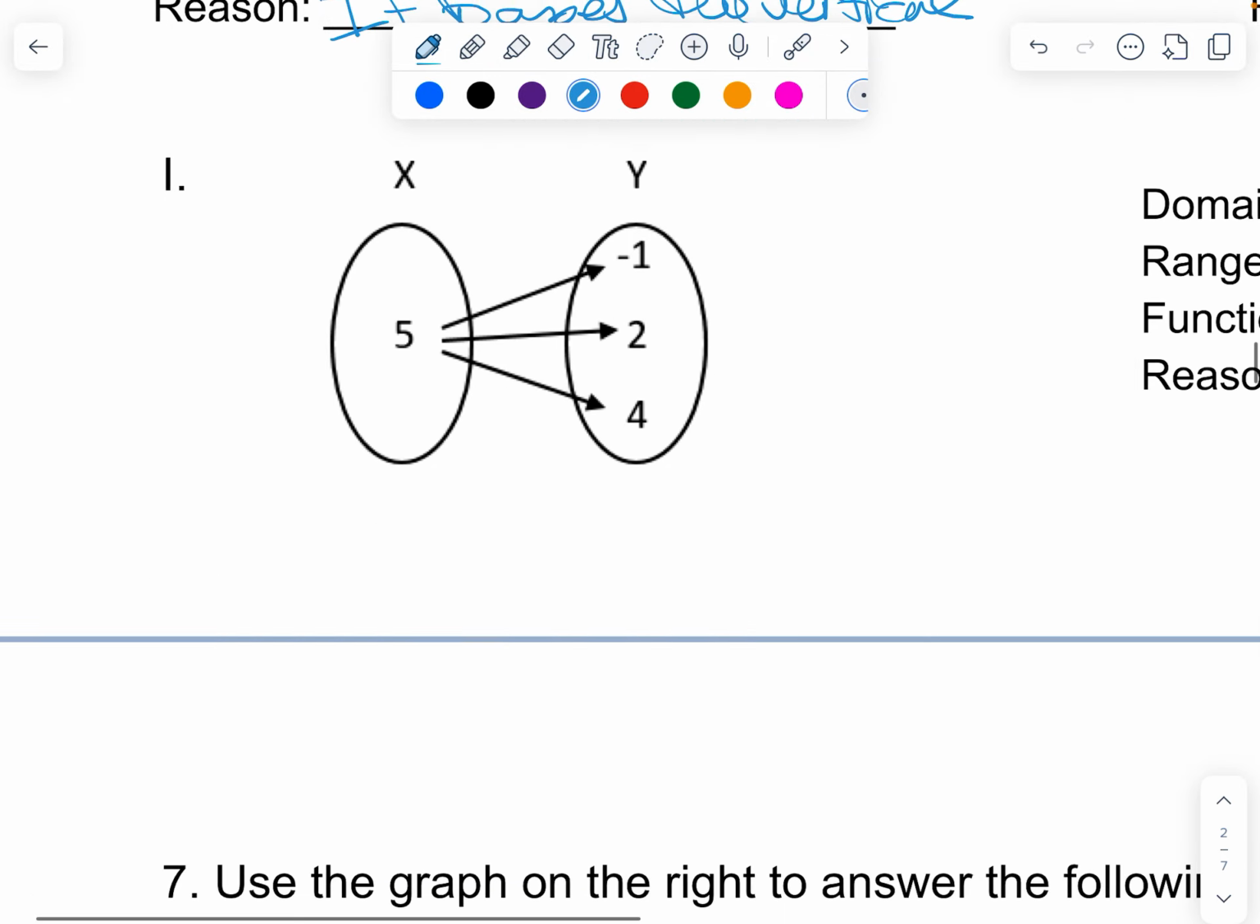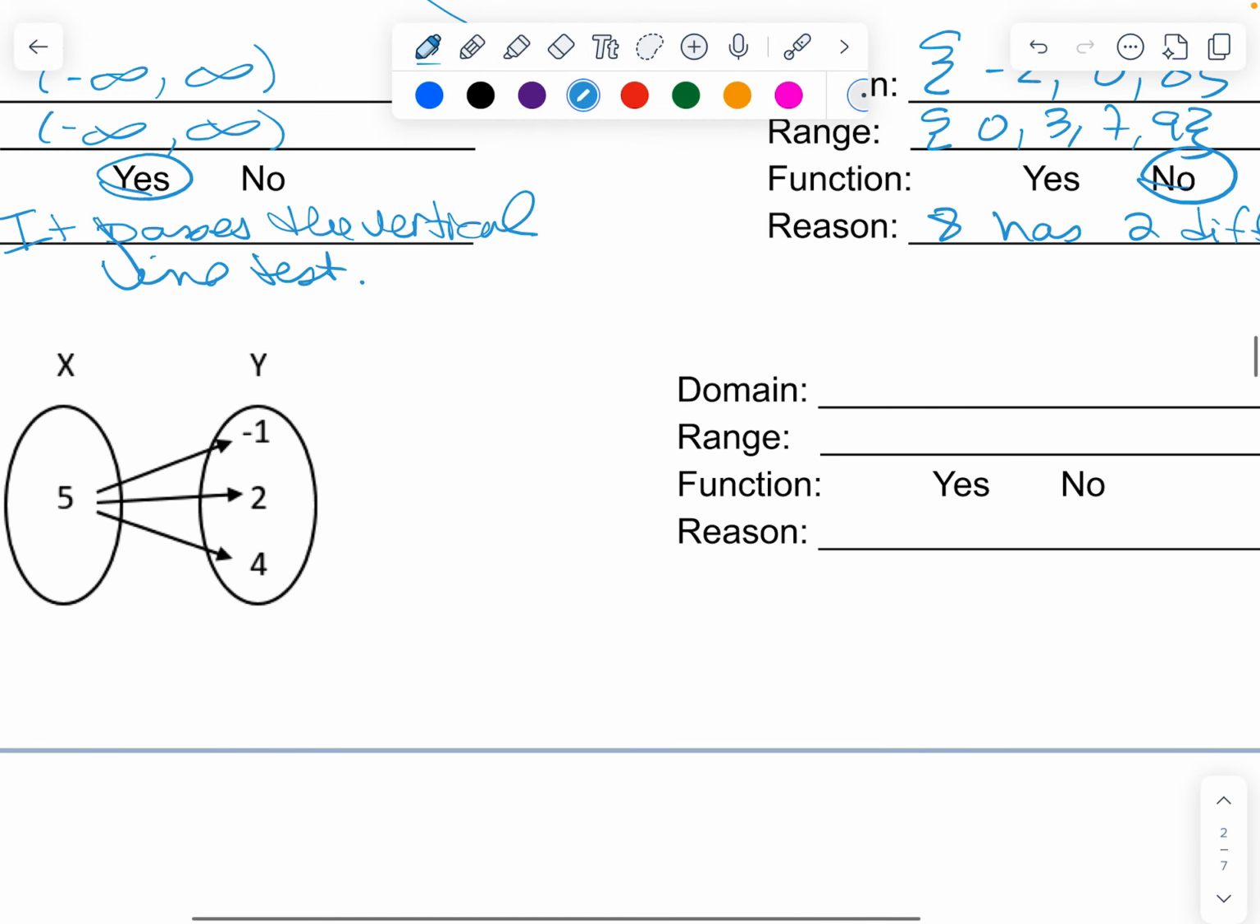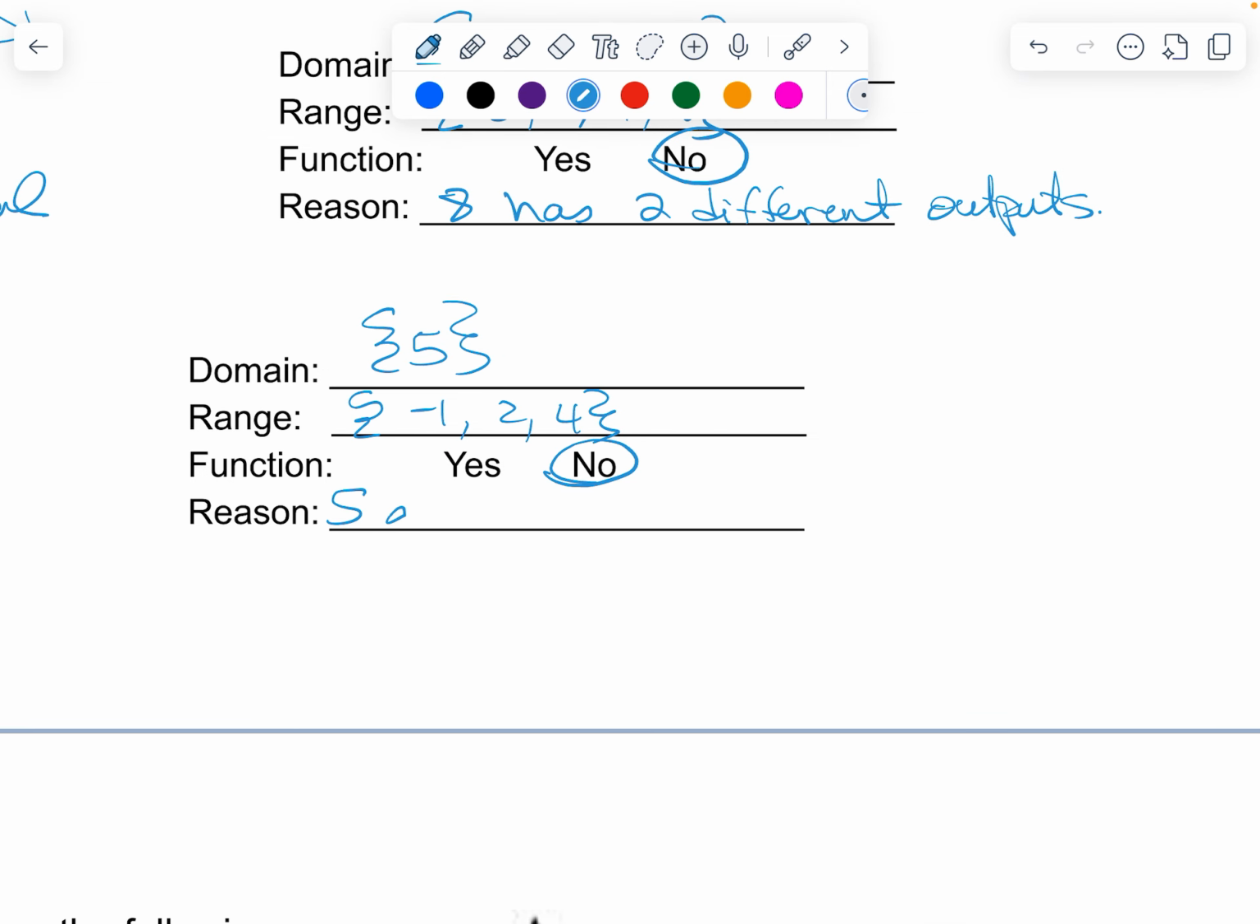Okay, next, the domain on this, 5. The range on this, -1, 2, 4. Is it a function? No. 5 goes to 3 different outputs.